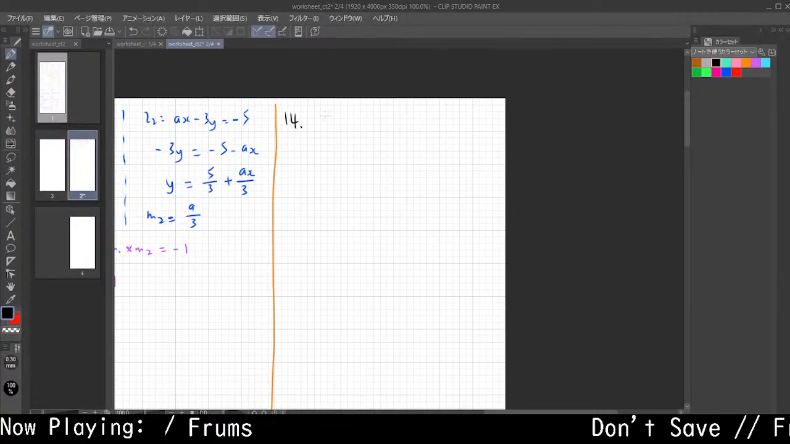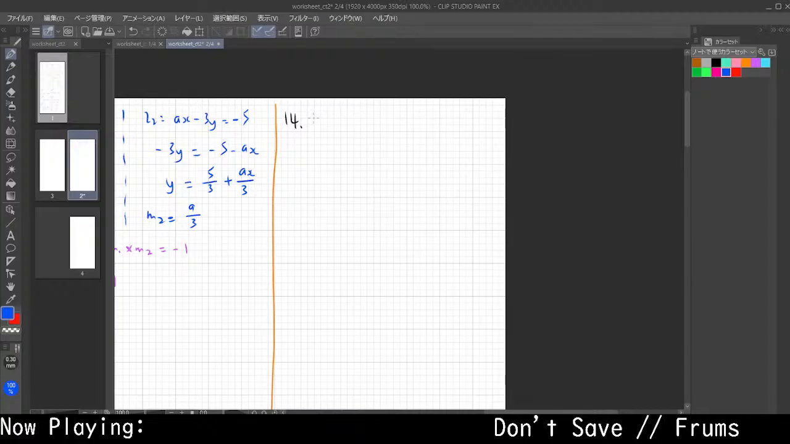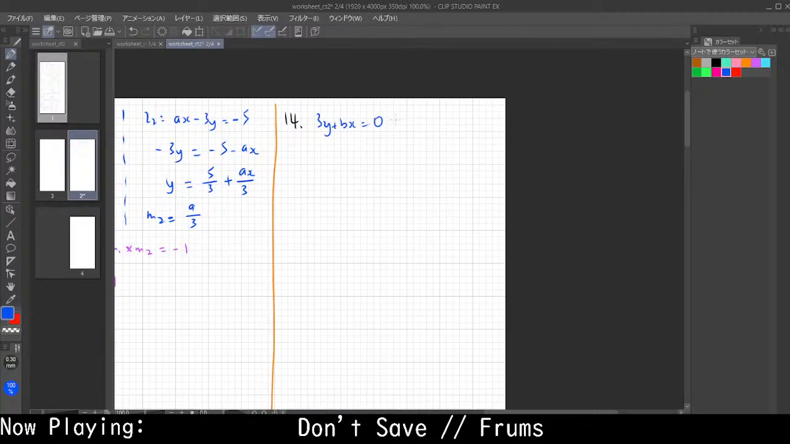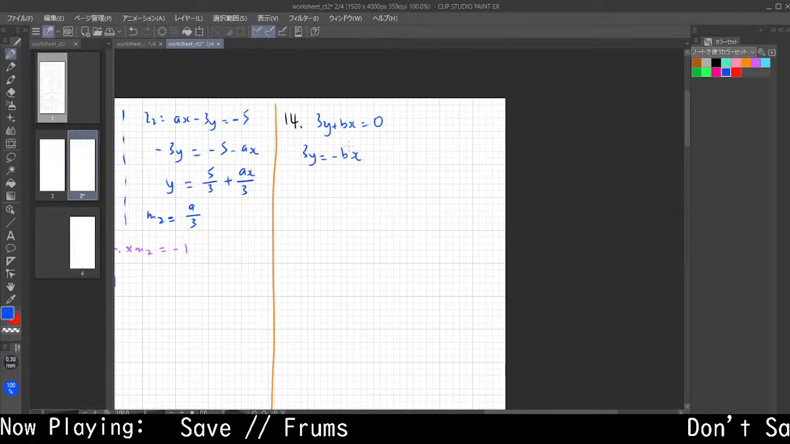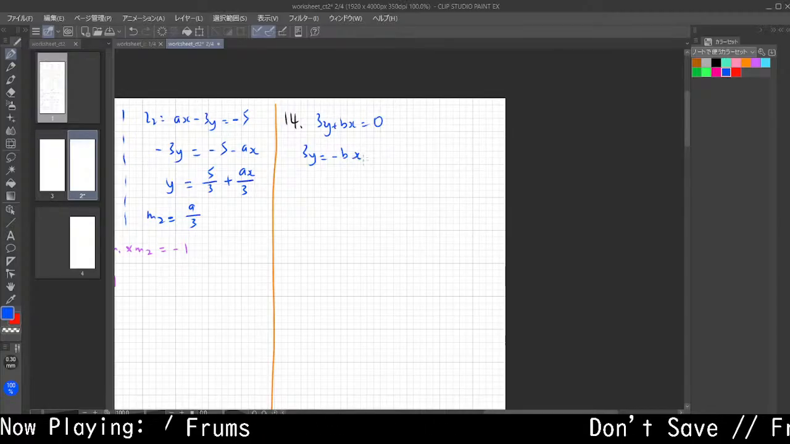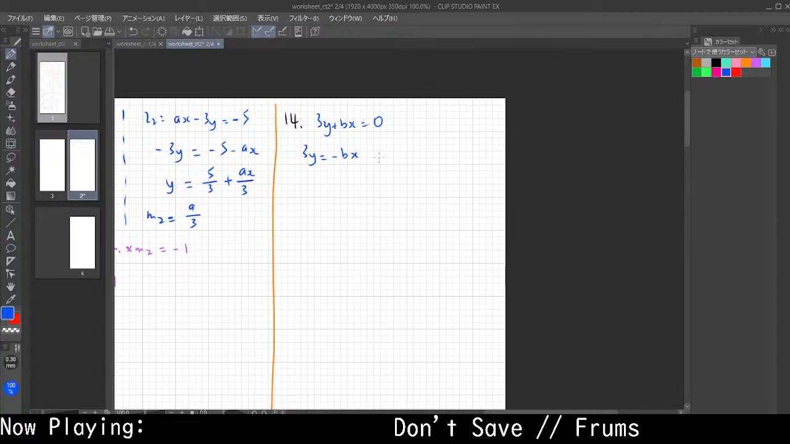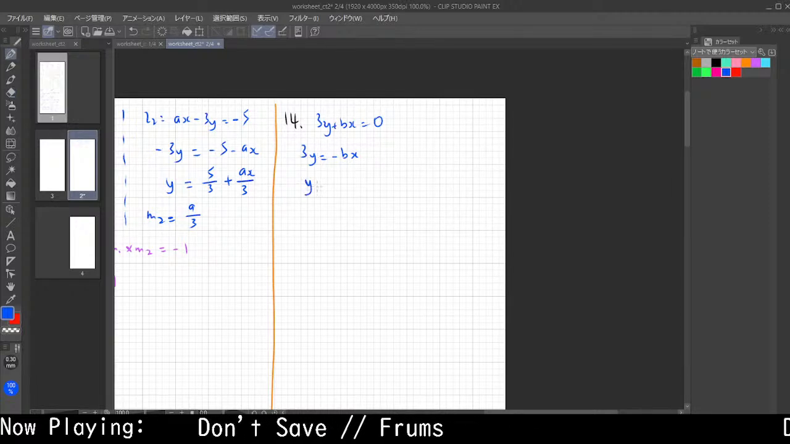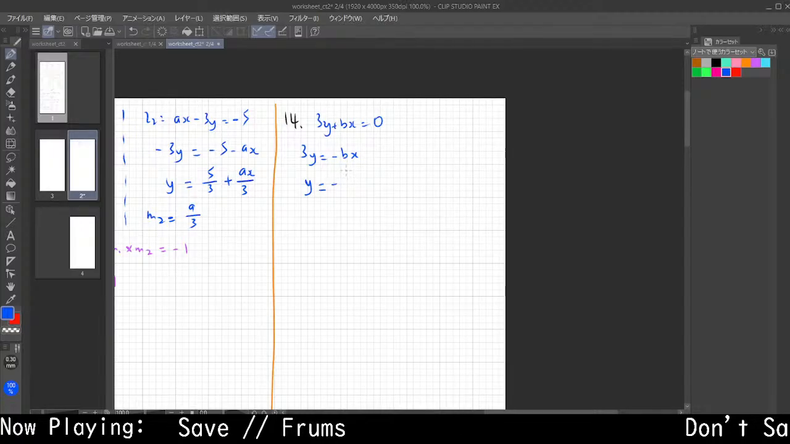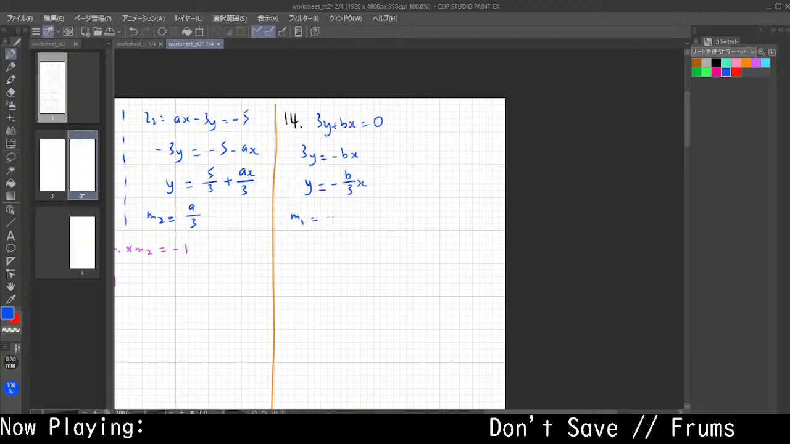Okay, so given the lines, same thing, your first line is 3y plus bx equals 0. You want to turn it into y equals mx plus c. Your c is not existent over here, it is fine. We only care about our mx, we don't need to care about our c. So 3y equals -bx, 3 you bring over because you want y equals mx. So -b over 3 x. Therefore, your m1 is equal to negative b over 3.